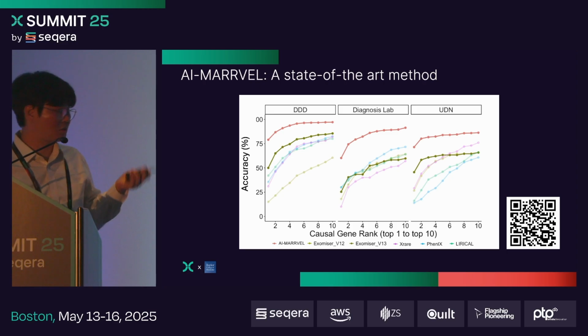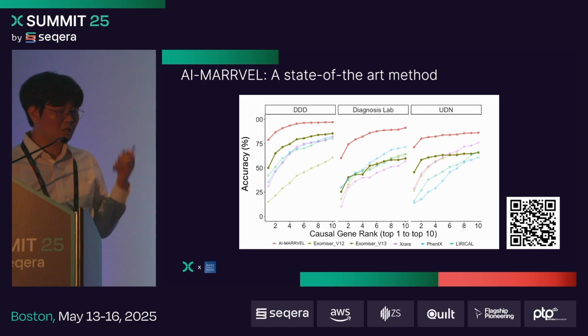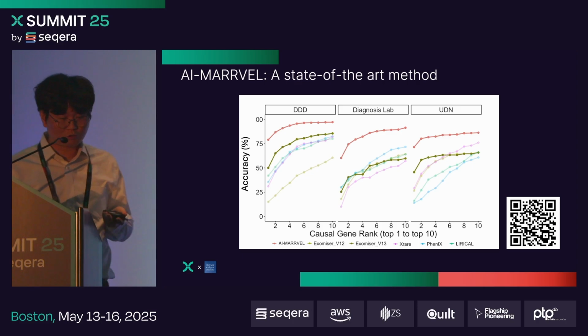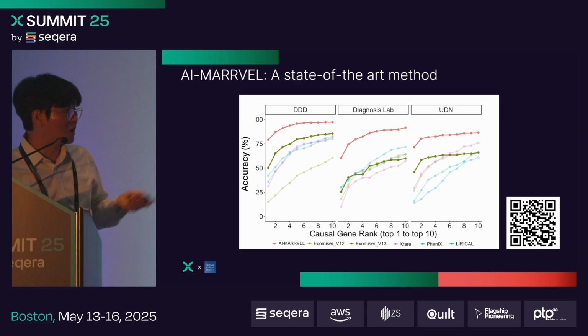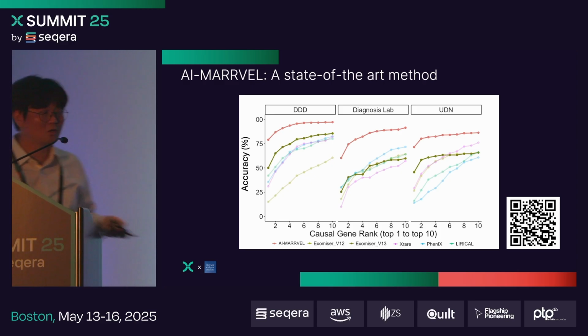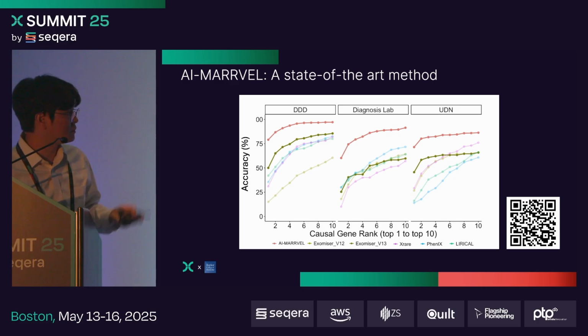So yeah, this is something I want to share before I start. Performance-wise, AI-MARRVEL is reliable. If you're curious, you can use the QR code to try AI-MARRVEL. Actually, we are not only providing the pipeline, we also provide a web service.